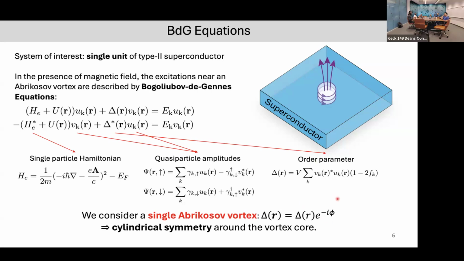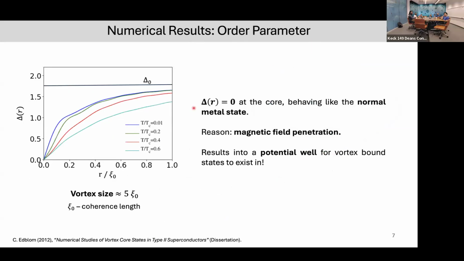And how we go about numerically solving is basically we start with an ansatz for the order parameter. And then we use the Bogoliubov-de Gennes equations to calculate u_k's and v_k's, the quasi-particle amplitudes. And using those u_k's and v_k's, we can again calculate the next approximation for the order parameter. And we repeat this cycle until we get to a converging result. And we do, after a while, get to a converging result. And this is what it looks like for the order parameter.